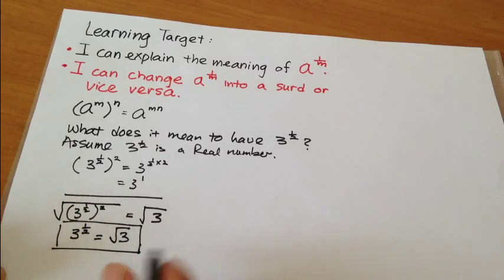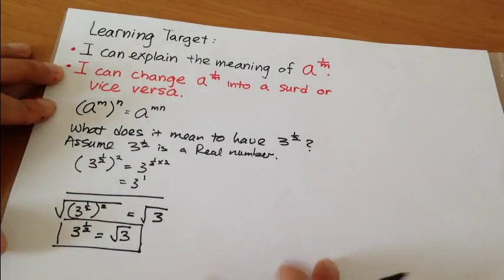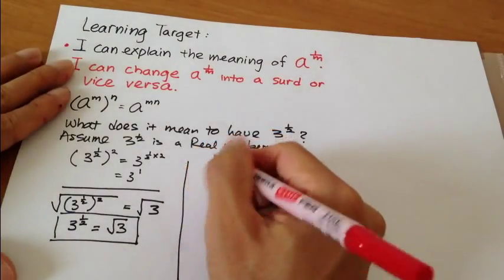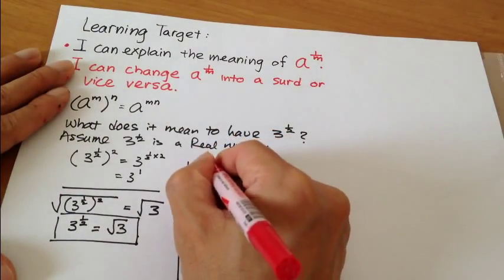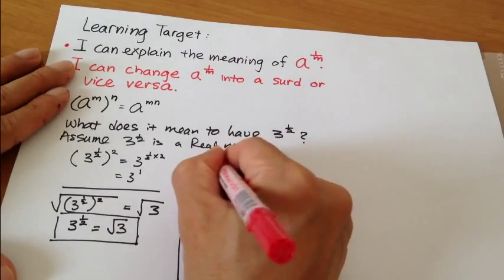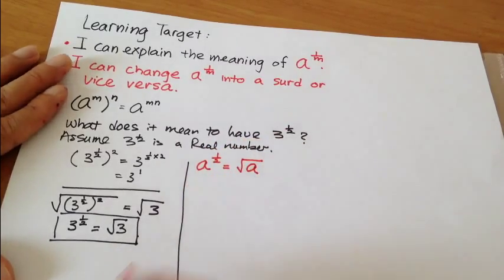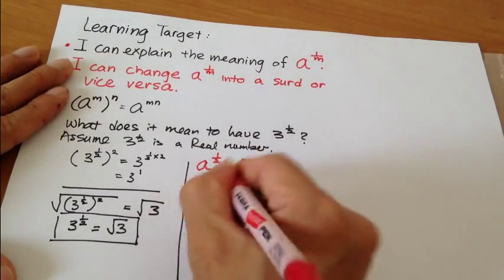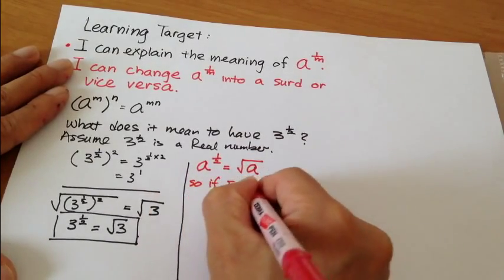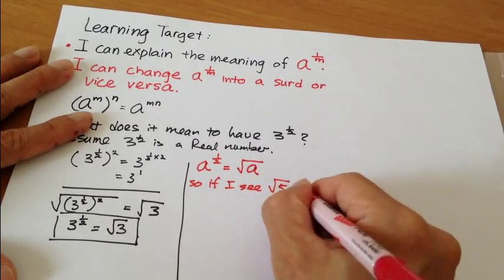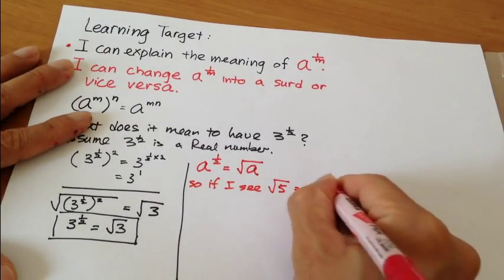Now we come to a stage that we can conjecture. What is my conjecture? I can guess from this observation that if I have a number raised to the power of half, that will be square root of a. So if I see square root of 5, then I can rewrite this as 5 raised to the power of half.